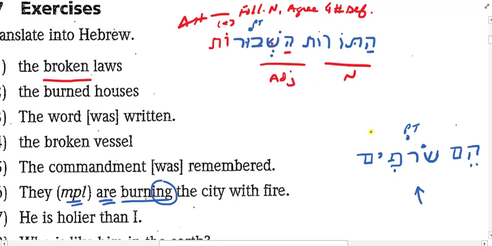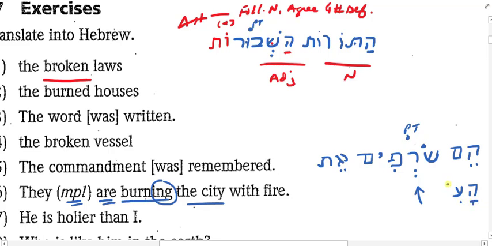Those will reduce the vocal shiva. So, holchim, so'rafim. They are burning the city. There's my direct object. Is it definite? Then I'm going to want to put what in front of it? Yeah, et. So we'll do et. And then I need to put the city, which is what?